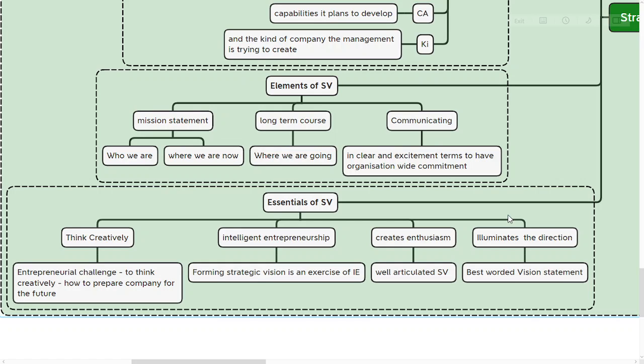Entrepreneurial challenges require thinking creatively: how to prepare the company for the future. Forming a strategic vision is an exercise of intelligent entrepreneurship. Intelligent entrepreneurship creates a well-articulated strategic vision and creates enthusiasm among the employees. The best-worded mission statement illuminates the direction for the firm.